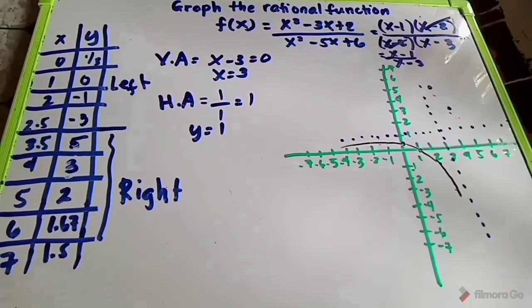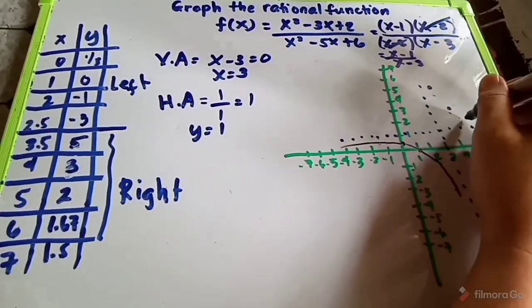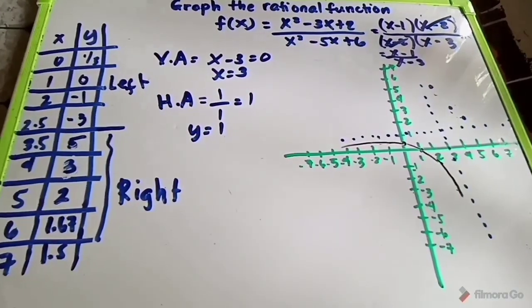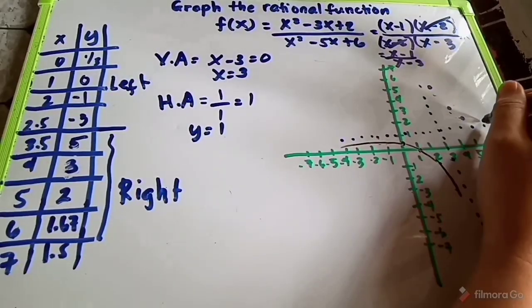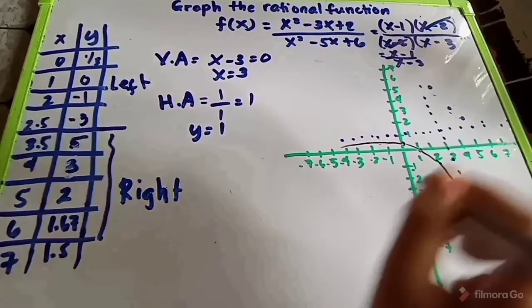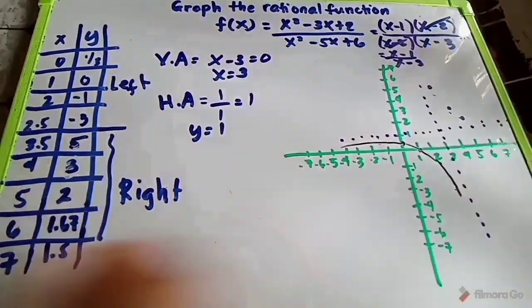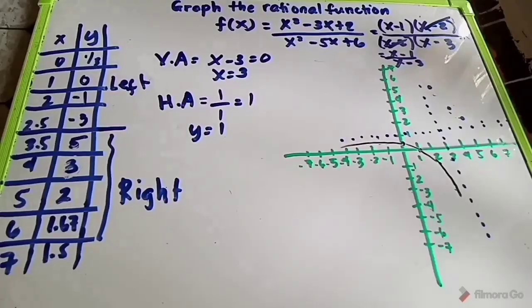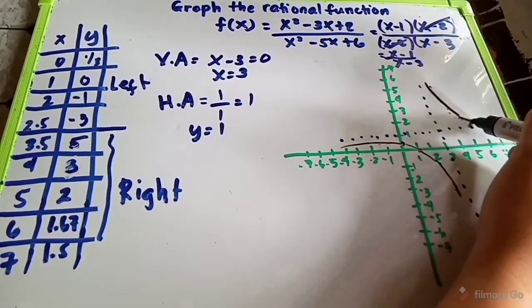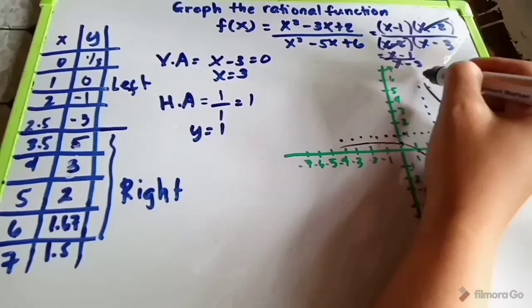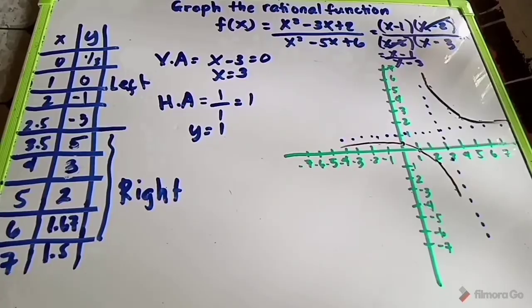So 5 and 2. Where do we put 5 and 2? Here. So we have 6 and 1.67. So around here, 1.67. And then 7 and 1.5. So here. So let's follow the graph here. So this will be x squared minus 3x plus 2 divided by x squared minus 5x plus 6.